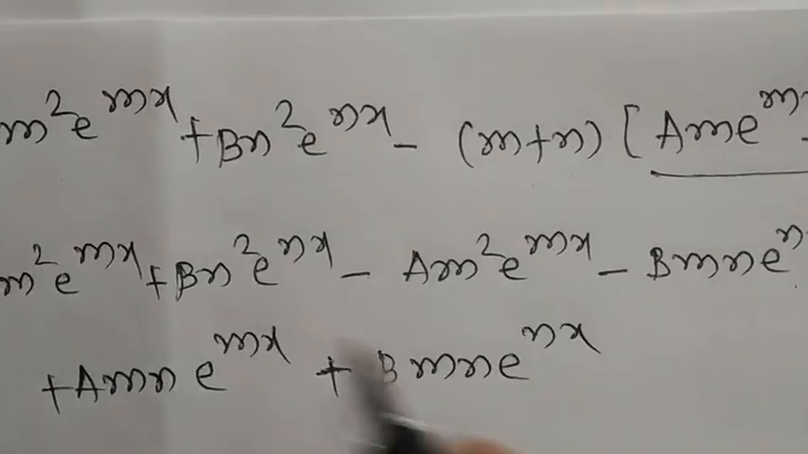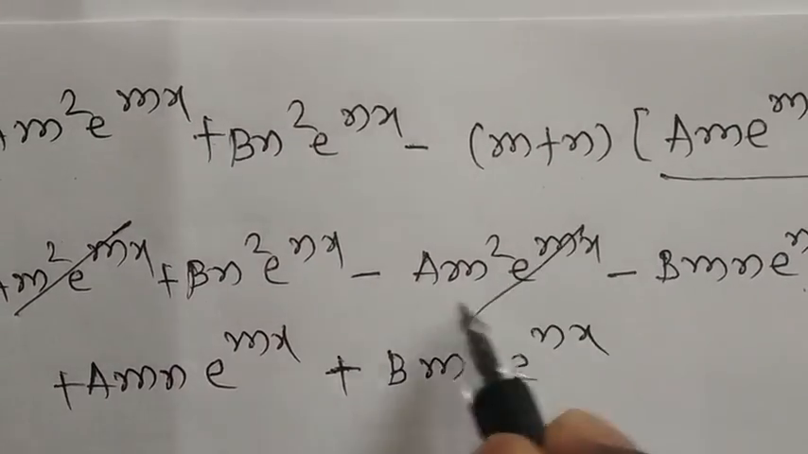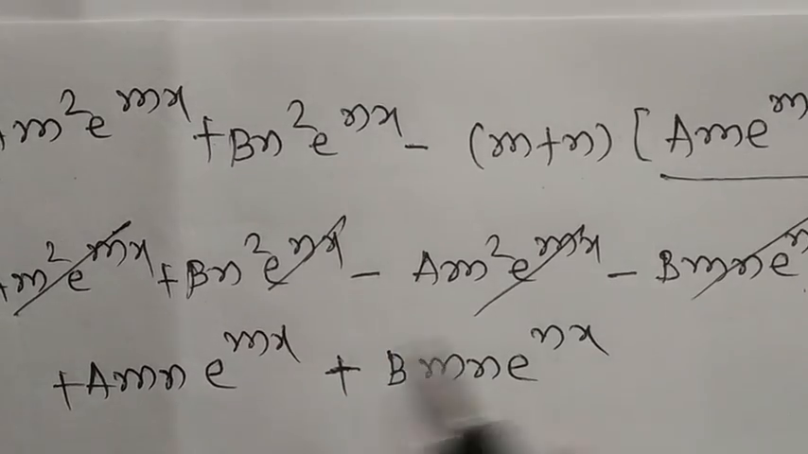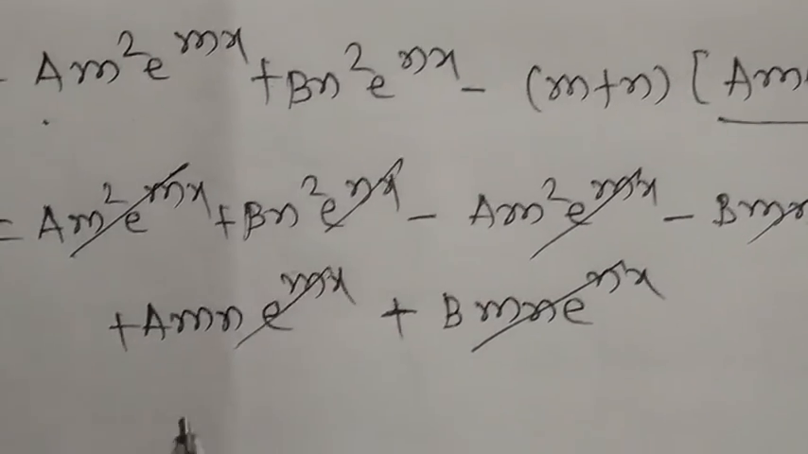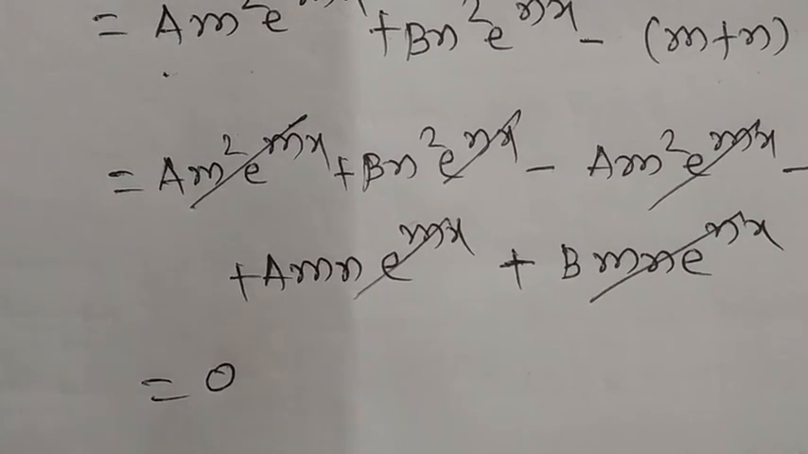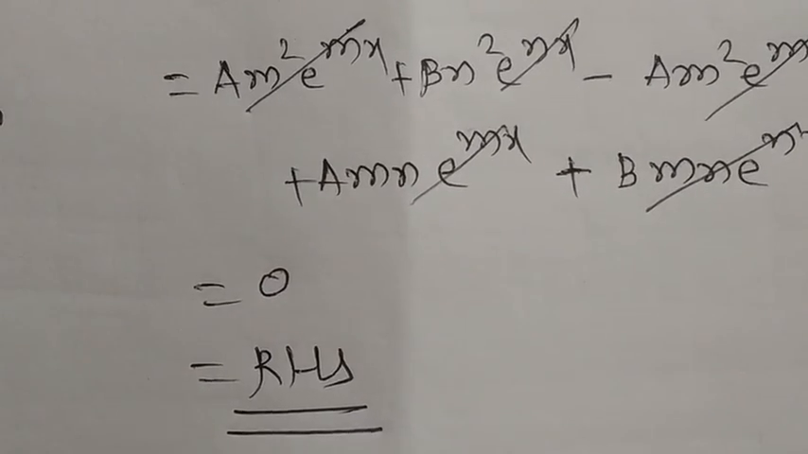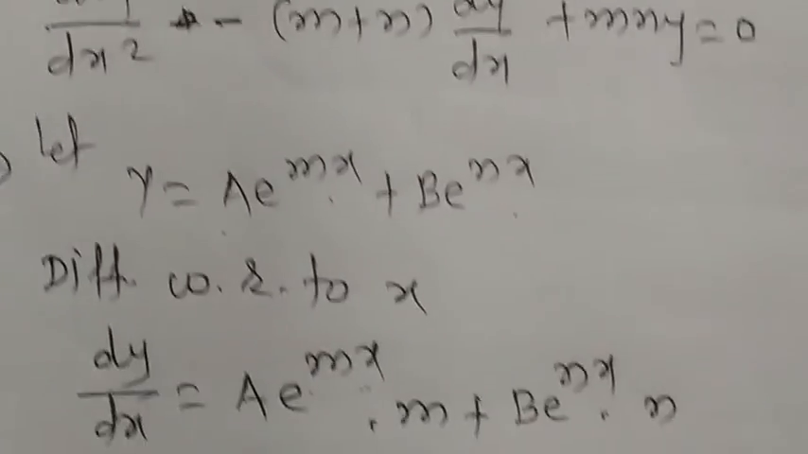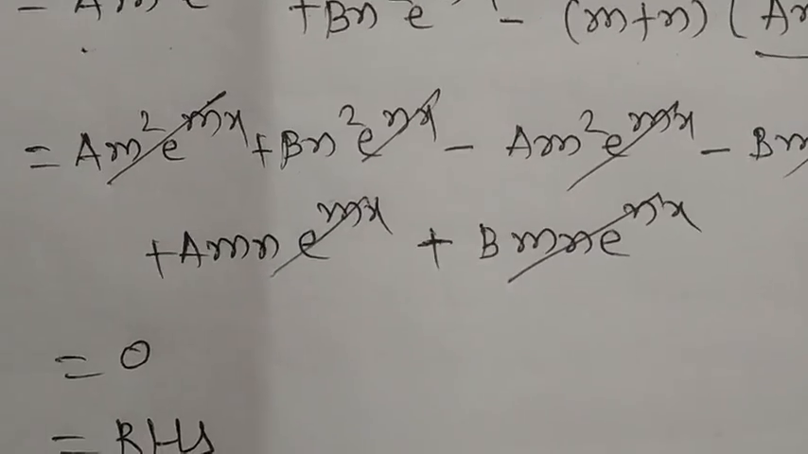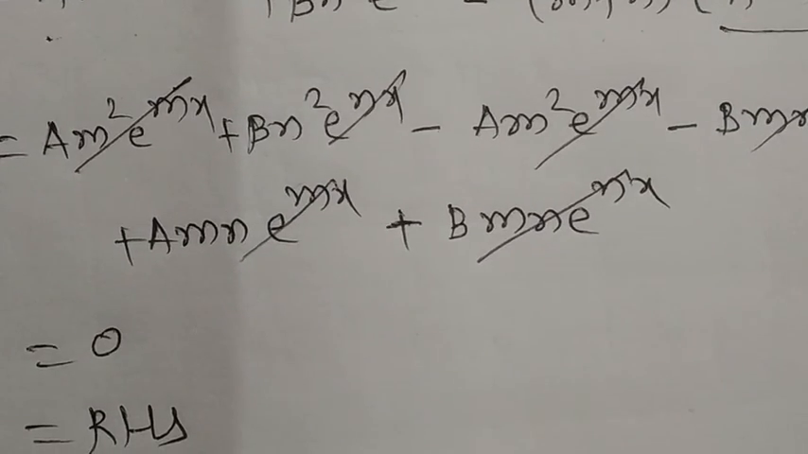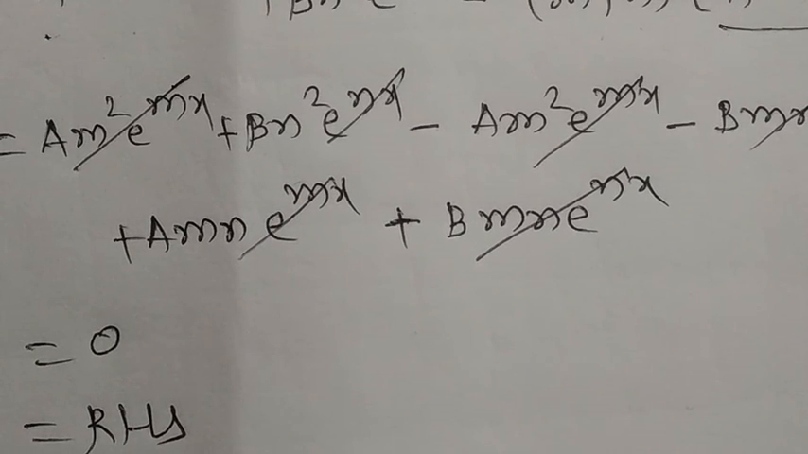Now all are cancelled, check it. a m square, b n square, a m n, b m n, all are cancelled, that equals 0, which equals the RHS. This is the simplest way you can solve easily. You just have to do the first derivative, then the second derivative, take the left hand side, put in all the values, and you get everything cancelled, equal to 0. So you can do it easily that way. Next time we will meet in the next session. Till then, goodbye.